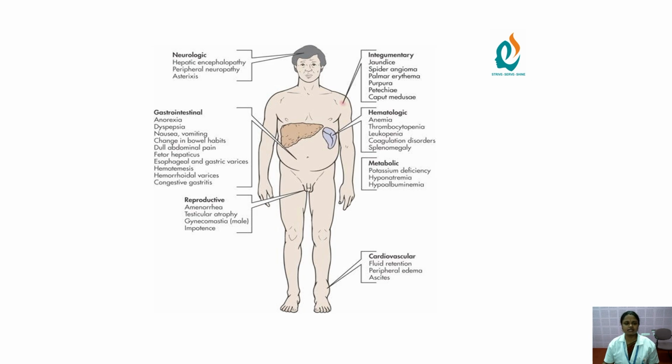In the gastrointestinal system, it produces anorexia, dyspepsia, nausea, vomiting, change in bowel habit, dull abdominal pain, fetor hepaticus, esophageal and gastric varices, hematemesis, hemorrhoidal varices, and congestive gastritis.